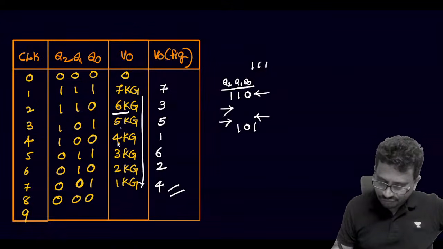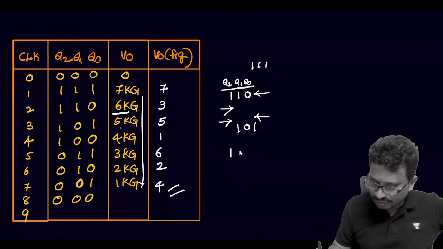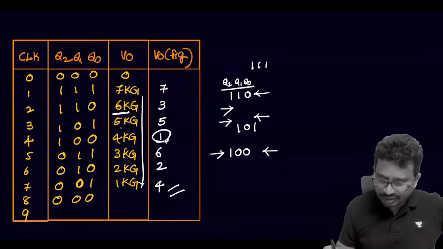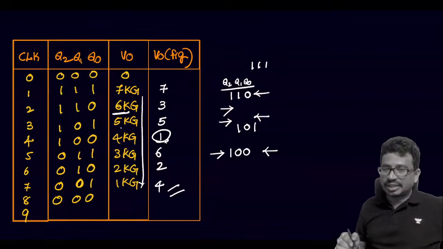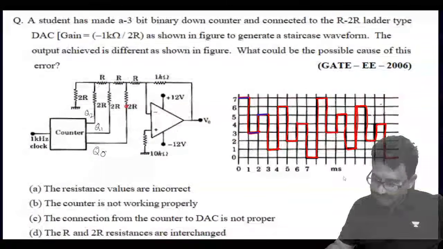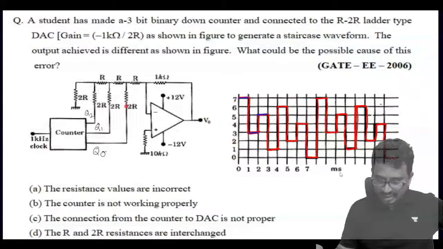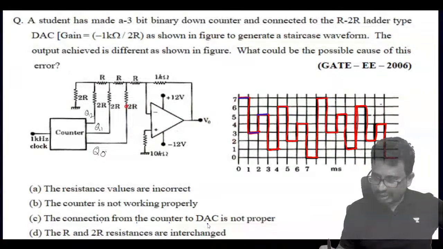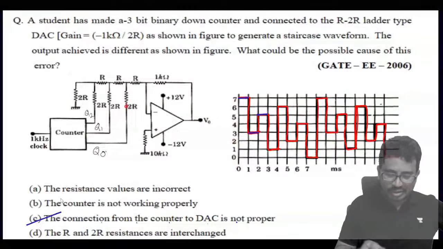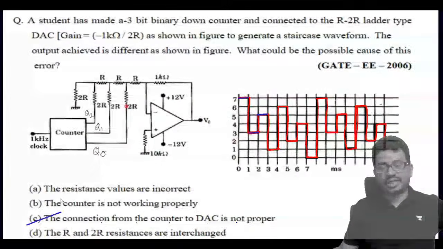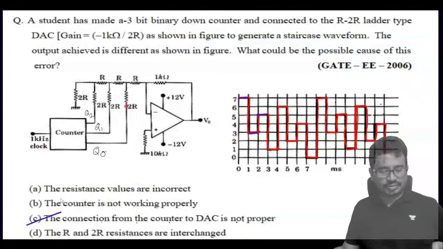Okay. Next 4. 4 is the element 1, 0, 0. This is 4 when we see from this direction. But if we see from this direction it will come to be a 1. So from this we can say they have interchanged the MSB and LSB connections. So the connections from the counter to the DAC are not proper. Here MSB and LSB are interchanged. That's why we got this as output.